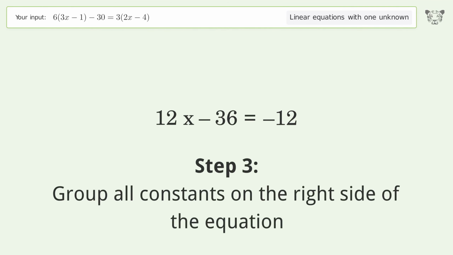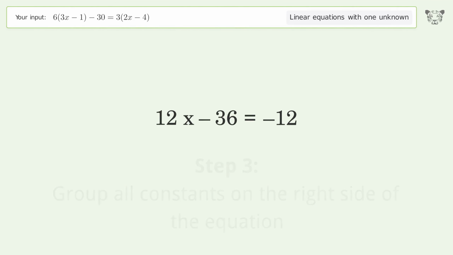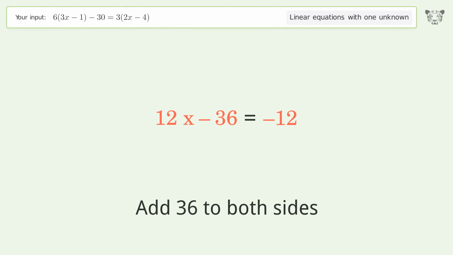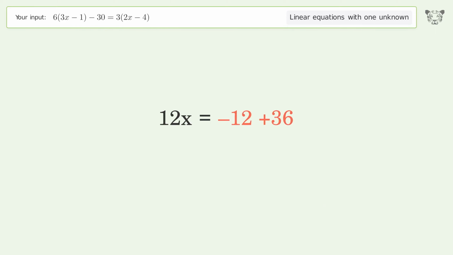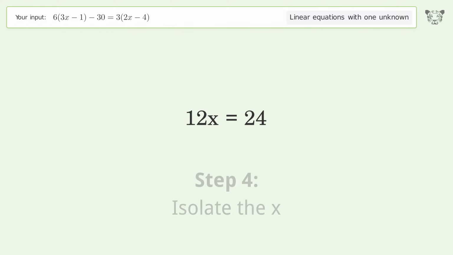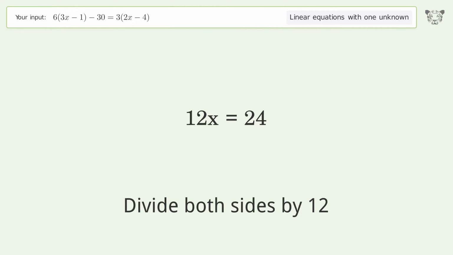Group all constants on the right side of the equation. Add 36 to both sides. Simplify the arithmetic. Isolate the x. Divide both sides by 12.